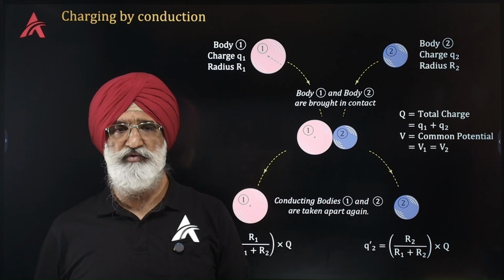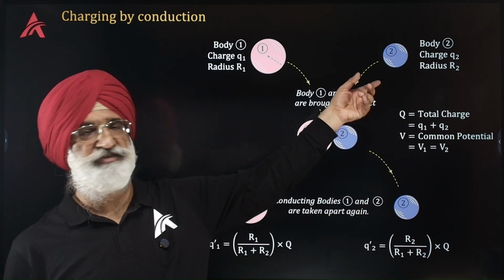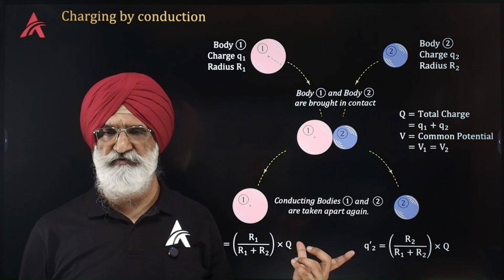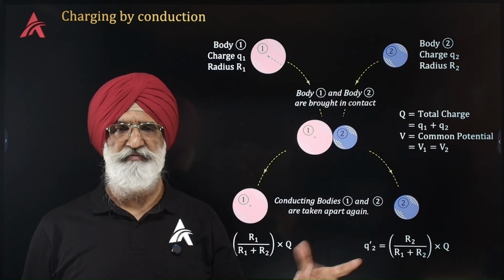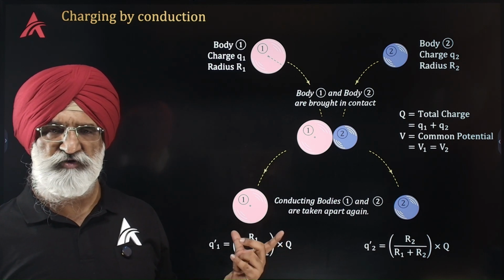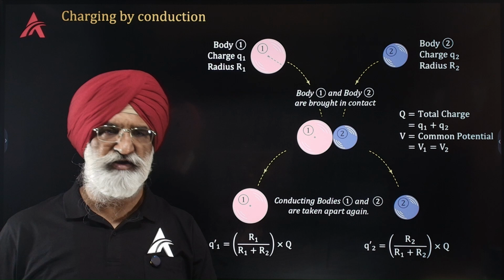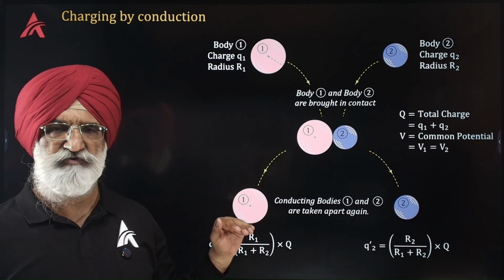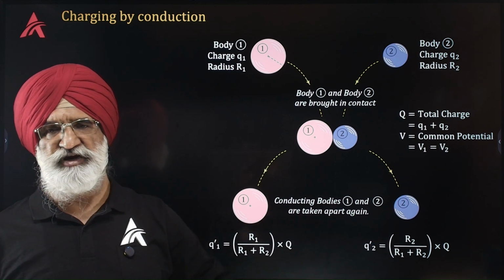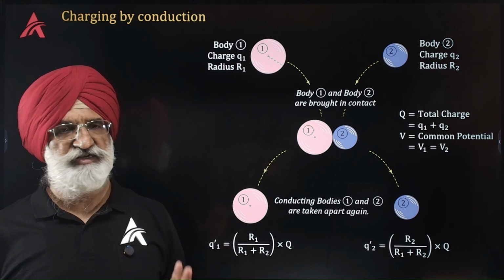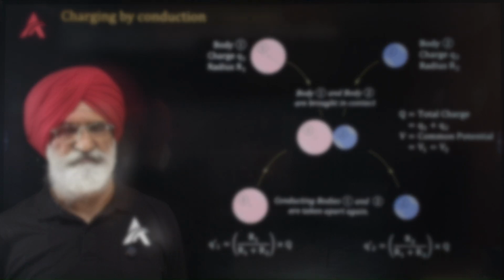Now if body 2 is uncharged, in that case q2 will become 0, and we have the same process in this way only, but in the whole process we will put q2 equal to 0, and finally the body which is uncharged will also become charged. The body which is charged, the charge will decrease from body 1 and the charge may go to body 2, but the total amount of charge in this case will always remain constant.